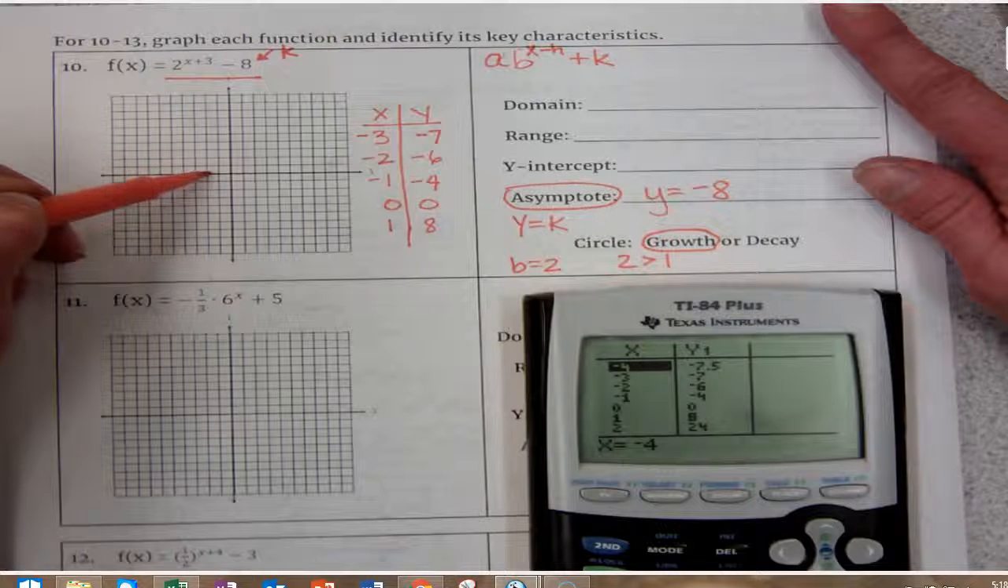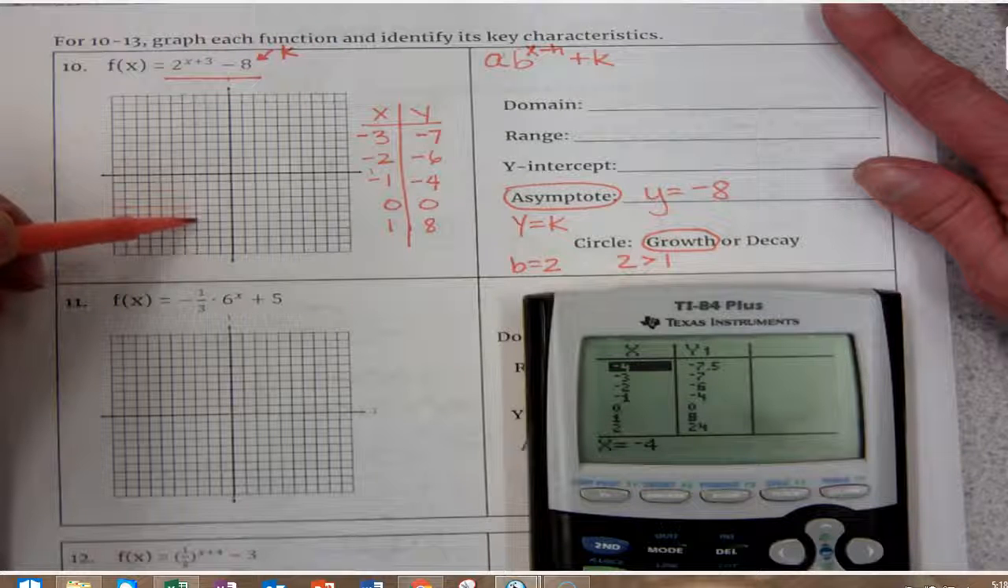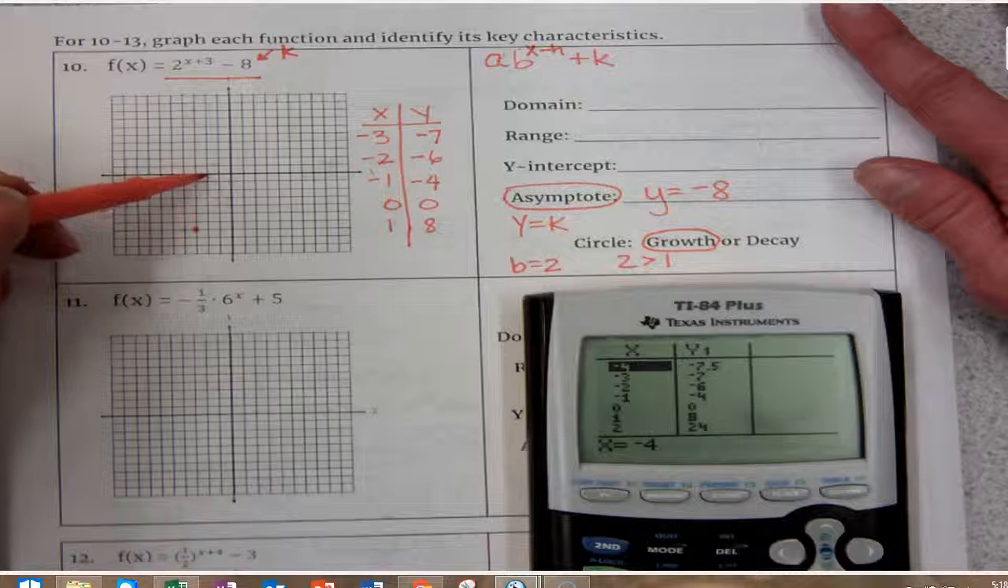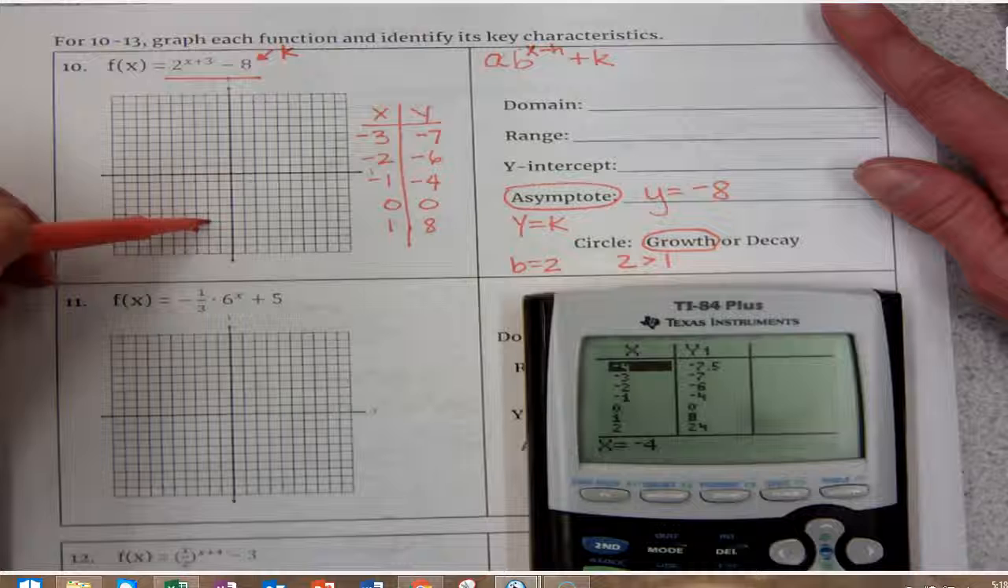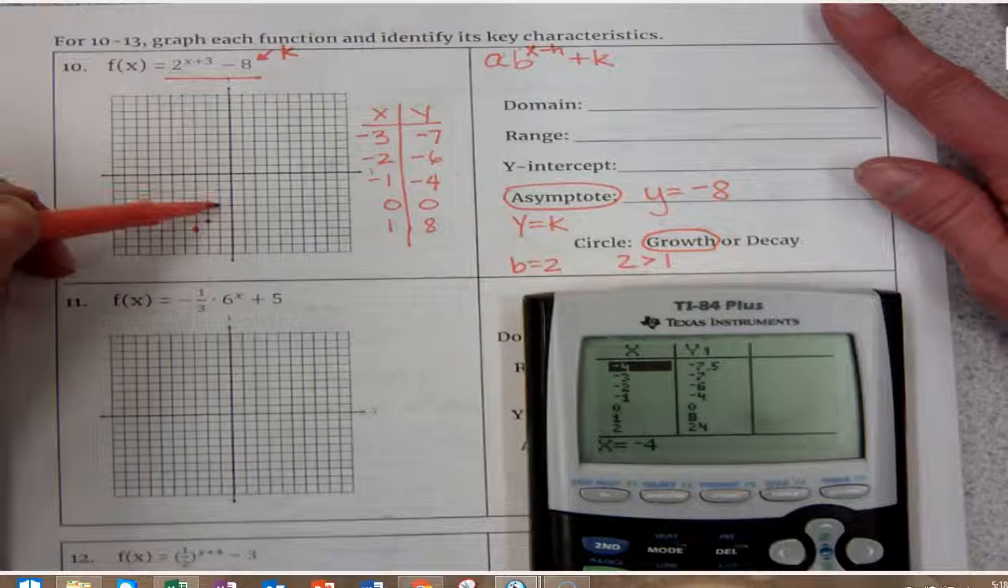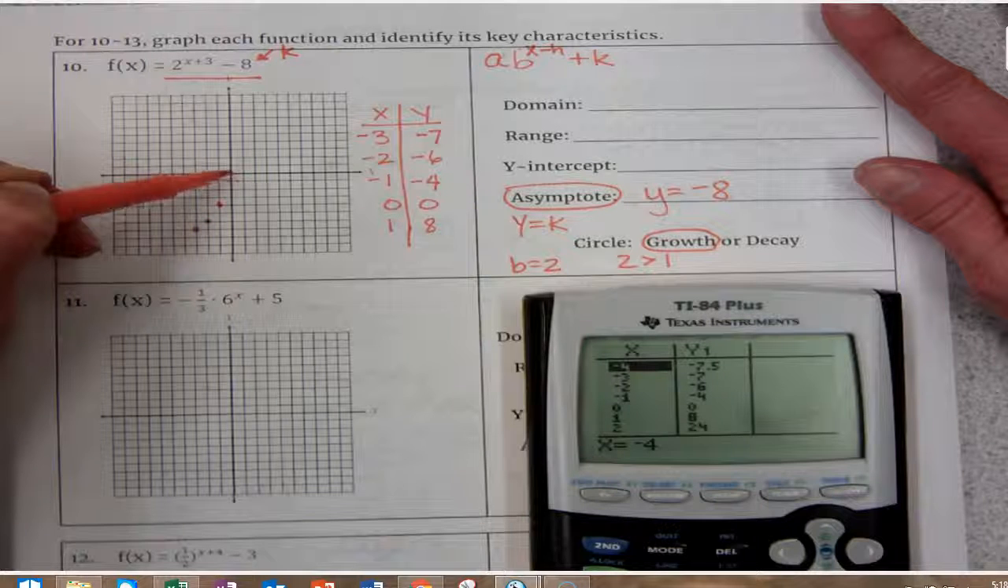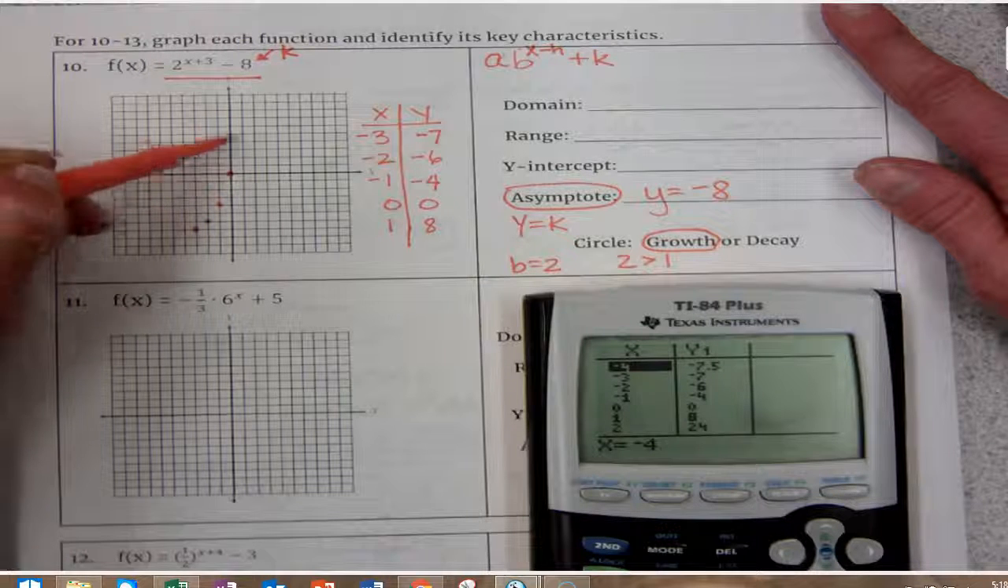So, -3, -7, -2, -6, -1, -4, 0, and 1, 8.